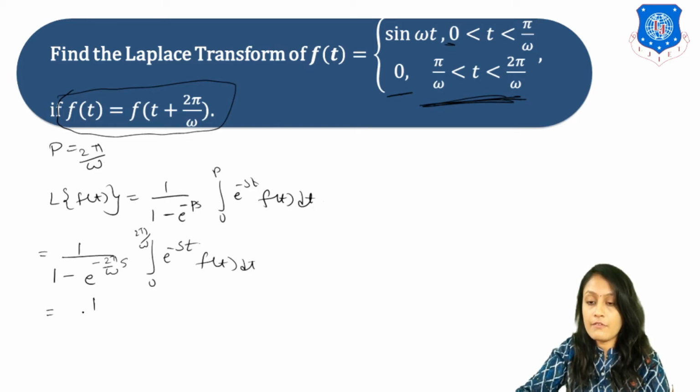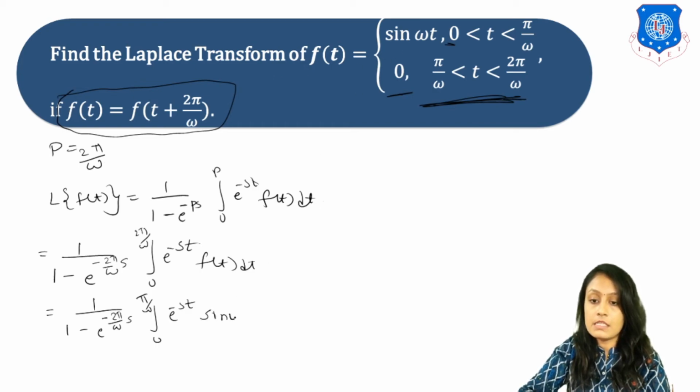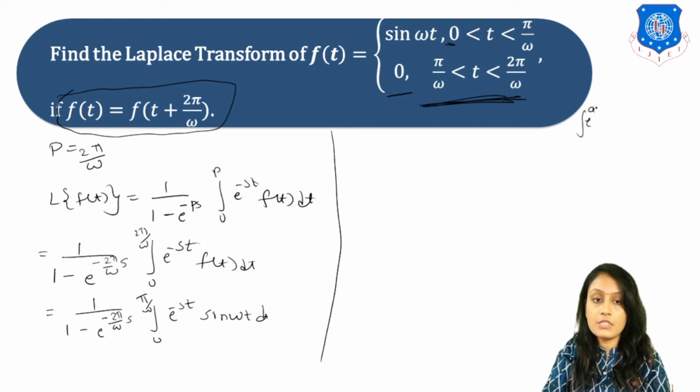Here we have 1/(1 − e^(−2πs/ω)) times the integration from 0 to π/ω of e^(−st), and the function in this interval is sin ωt, dt. Now to integrate this, we will use the formula for the integration of e^(ax) sin(bx), which we know: e^(ax)/(a² + b²) times (a sin bx − b cos bx). This is the formula we will use to integrate this portion.